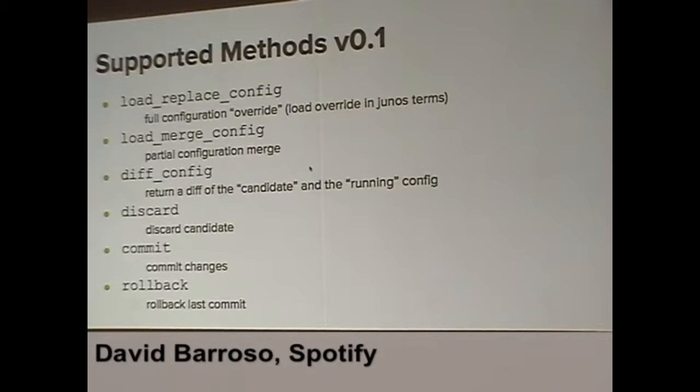We support different methods for config manipulation. If you are familiar with Junos, you will see that they are kind of familiar. We can replace configuration. We can merge configuration. We can get a diff of the running configuration and the candidate configuration. We can as well discard the candidate configuration if we want. We can commit the changes, or we can roll back the last change. This is the same interface for all the vendors. So it doesn't really matter if it's IOS XR, Arista, Juniper, or FortiOS, or any other vendor that might come in the future. They will support exactly these methods in this way.